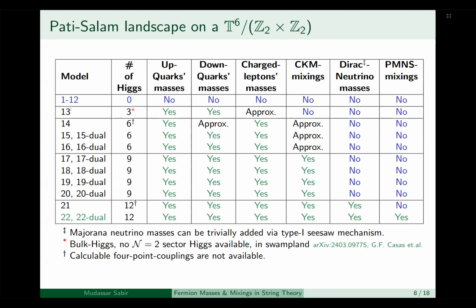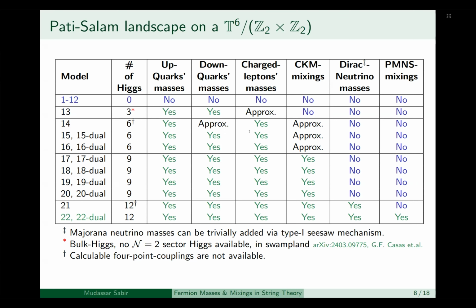For the other model 13, it has 3 Higgses, but these are bulk Higgses and not N=2 sector Higgses. So we know from this work that they are believed to be in the swampland. But for the other models, there are 3 models which have 6 Higgses, and this model 14 was the one that was found in the very early work in 2004 and discussed in 2007 with proper Yukawa couplings. But we don't have 4-point couplings in this model. But we have found other models with 6 Higgses where we can calculate even the 4-point couplings.